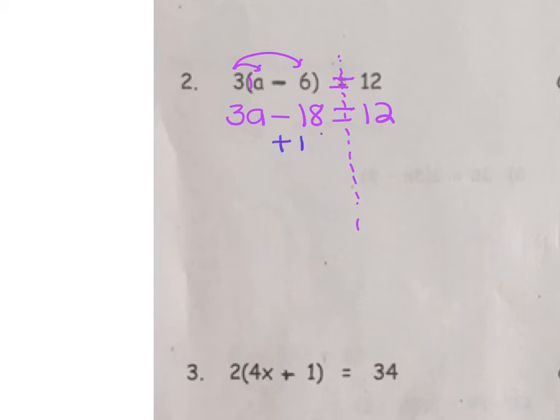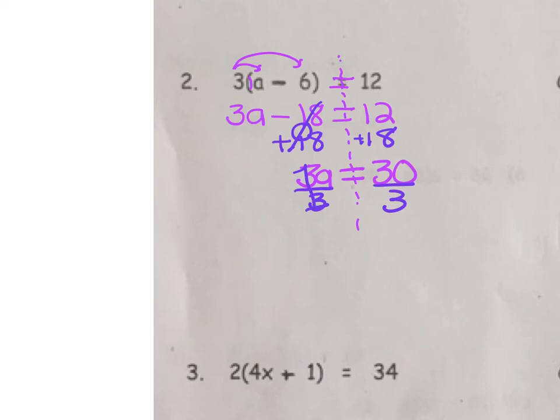Do the opposite and add 18 to both sides. We get 3a equals 30. And now divide both sides by 3. A equals 30 divided by 3 is 10.